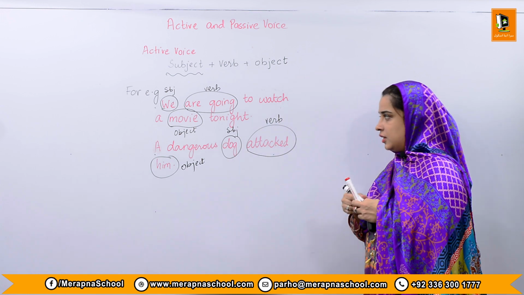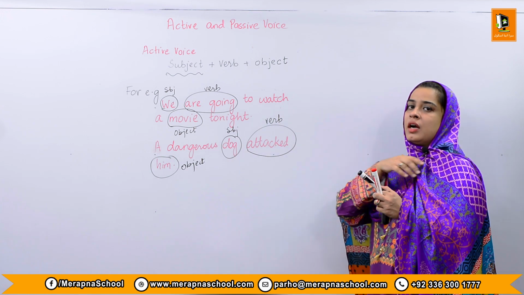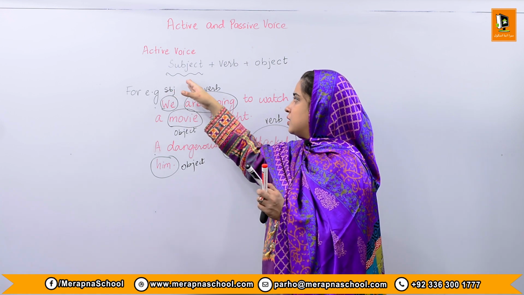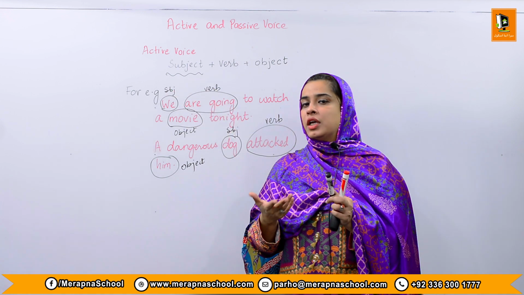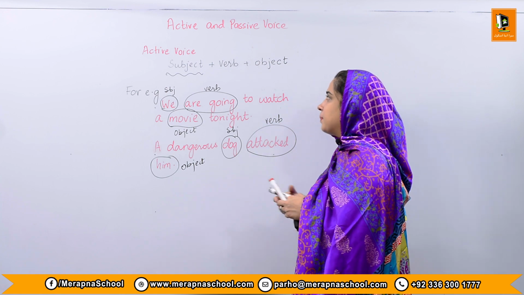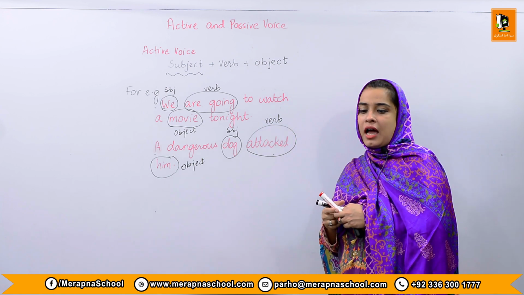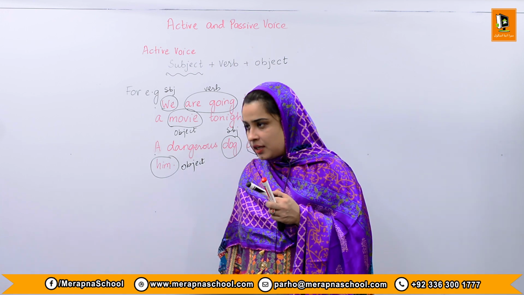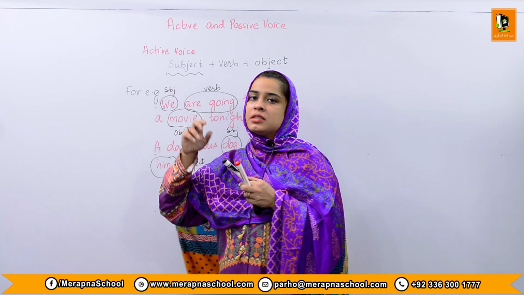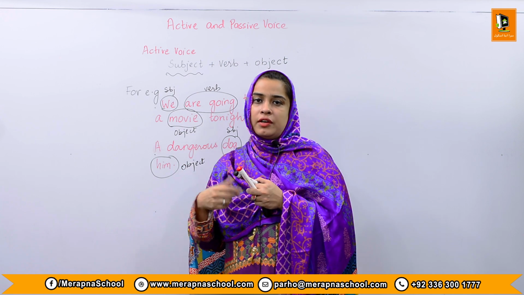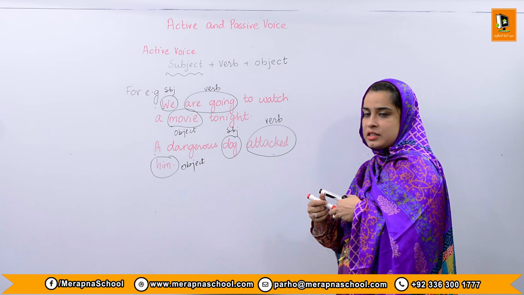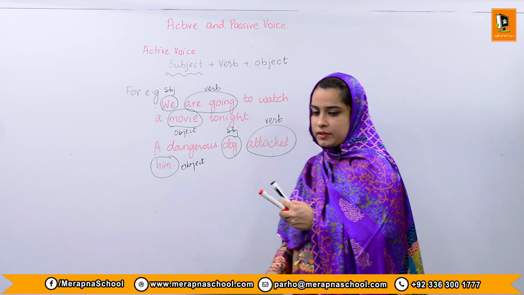So if you can see, both examples are related to active voice. The sentences have been constructed in the manner given for the active voice, that is subject plus verb plus object. It is the most direct form of sentence, and mostly this voice is used in different pieces of writing. So this was all about active voice. Let's move on to the passive voice.